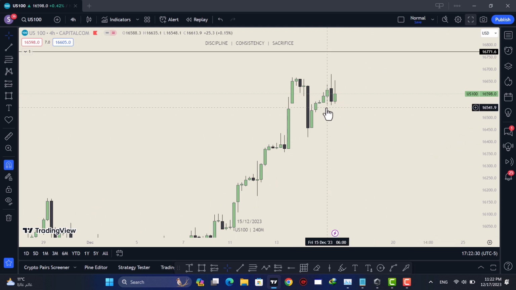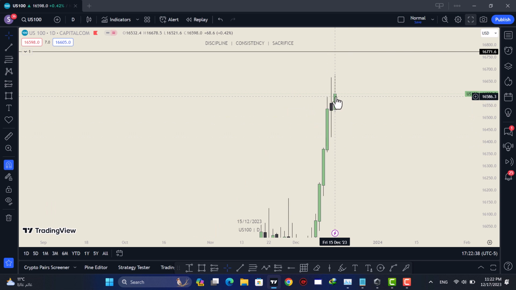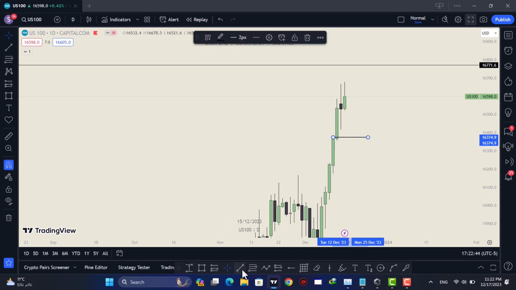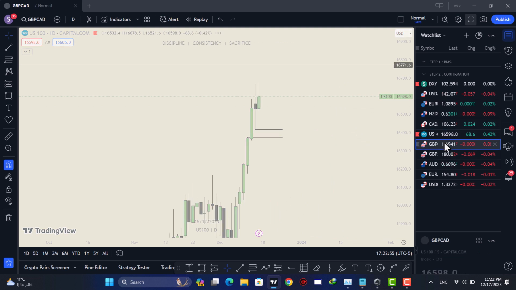So I want to see price retrace to a 4-hour or daily point of interest, maybe this fair value gap right here. Price prints the low of the week somewhere around here or here, and then continues to the upside. But for now, I'm going to stay on the sideline. Let's go to another pair.